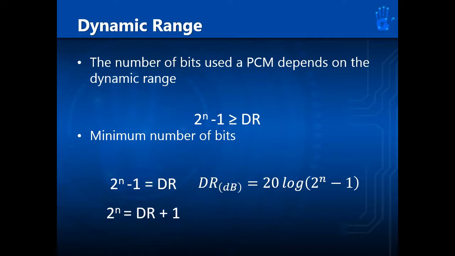The number of bits used in a PCM depends on the dynamic range. The formula for this is 2 raised to n minus 1 must be greater than or equal to dynamic range. So the minimum number of bits is just 2 raised to n equals DR, or dynamic range, plus 1. So you just have to solve for n. And then the dynamic range can also be expressed in decibels. The formula is 20 log 2 raised to n minus 1.